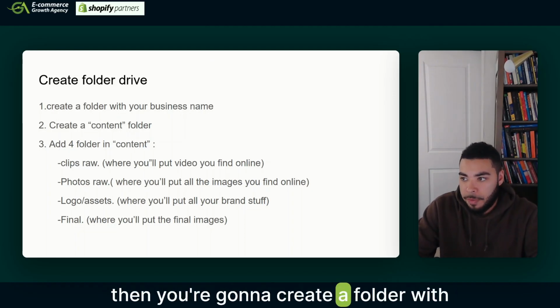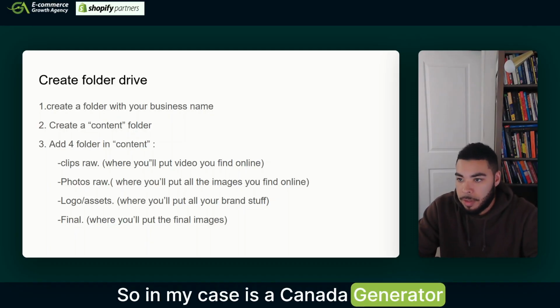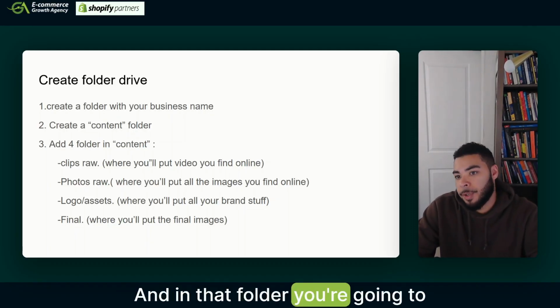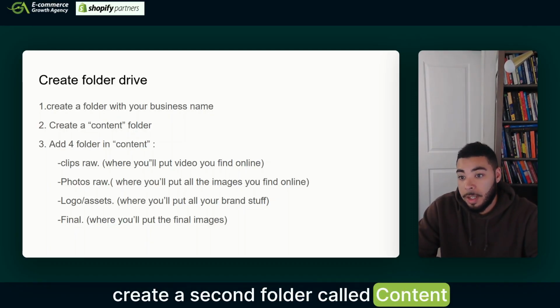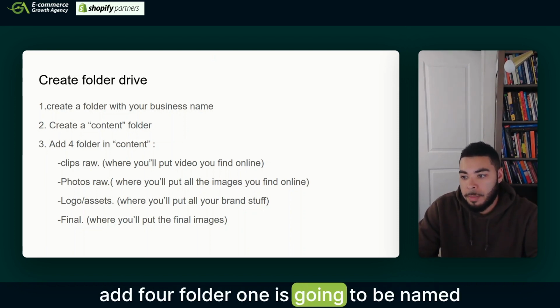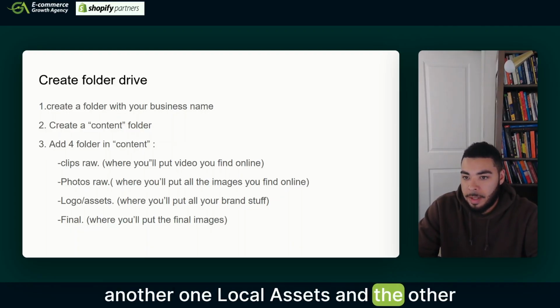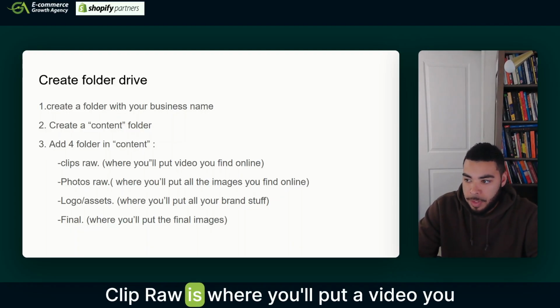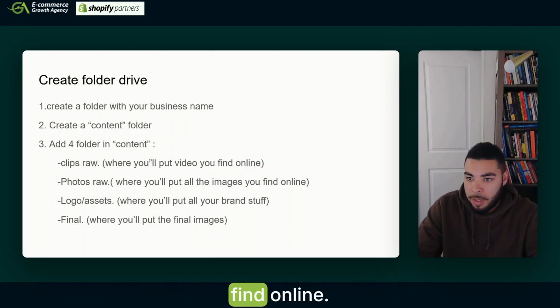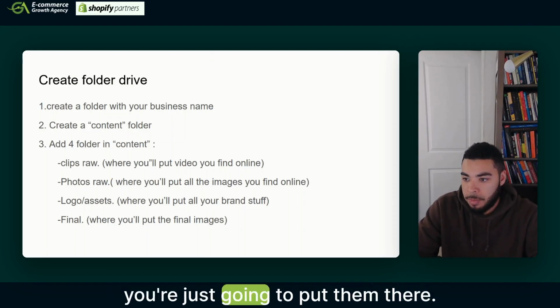Then you create a folder with your business name, which in my case is Canada Generator Supply. In that folder, you create a second folder called Content. In the Content folder, you add 4 folders. One is named Clips Raw, the other Photo Raw, another Logo Assets, and the other one Final. Clips Raw is where you'll put videos you find online, so any videos, UGC or whatever you find about your product.